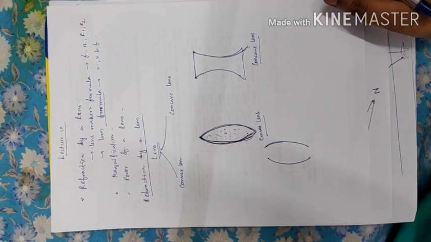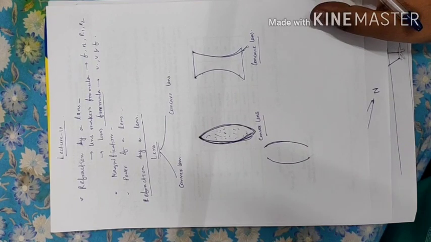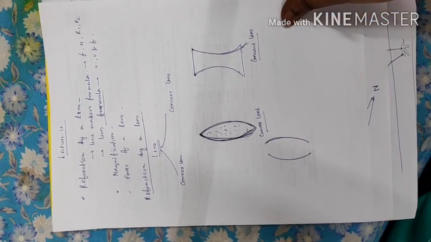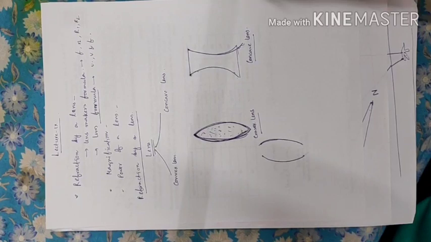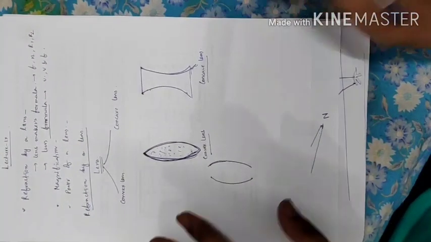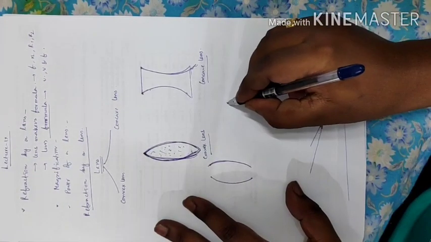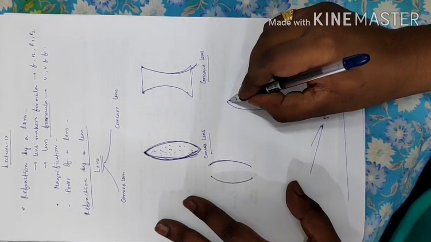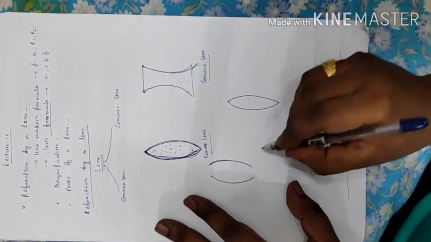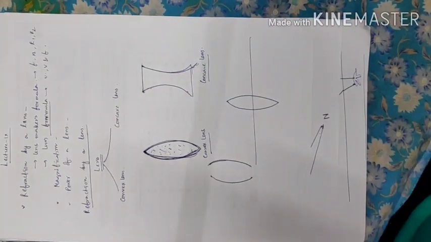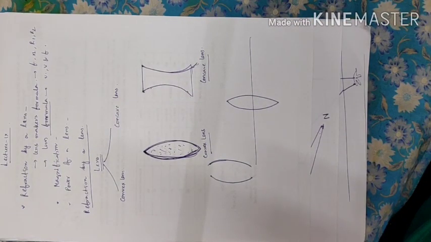Now see how an image is formed in a convex lens. To form an image from an object, the most important thing is that any two rays from the object should intersect at a certain point.